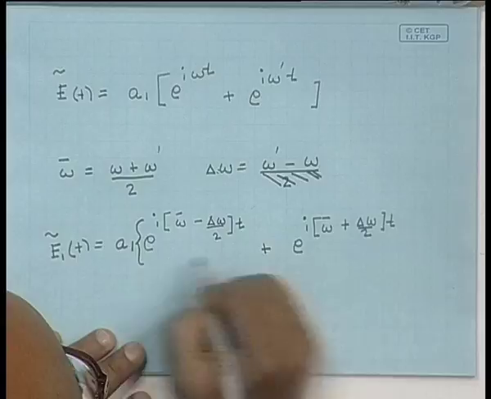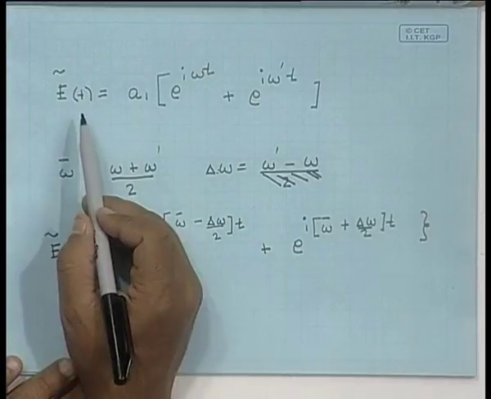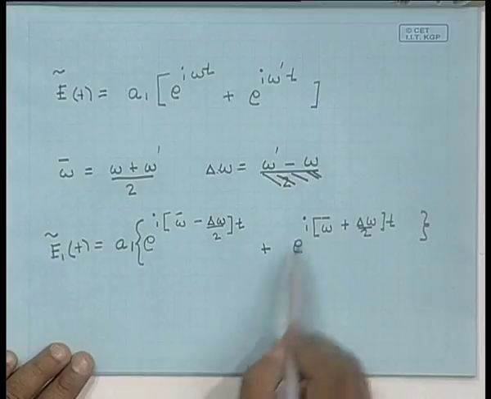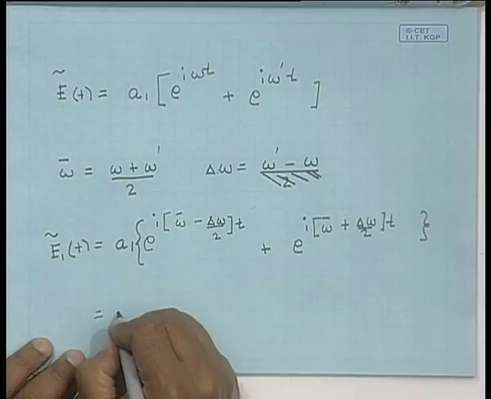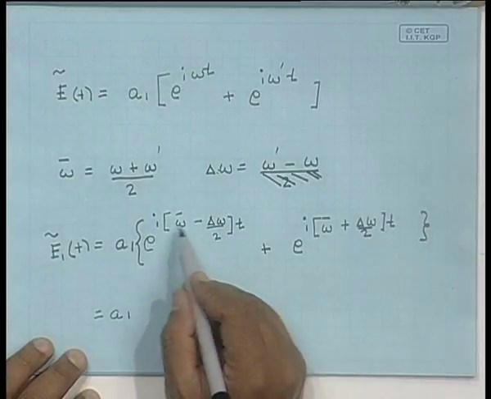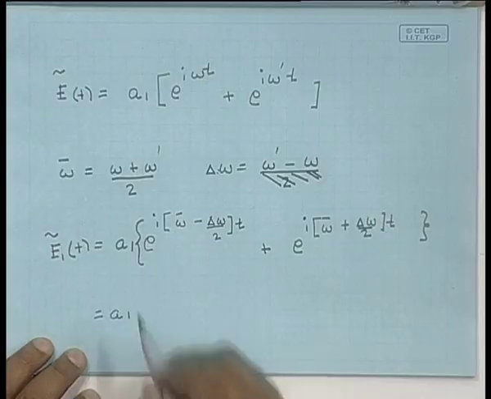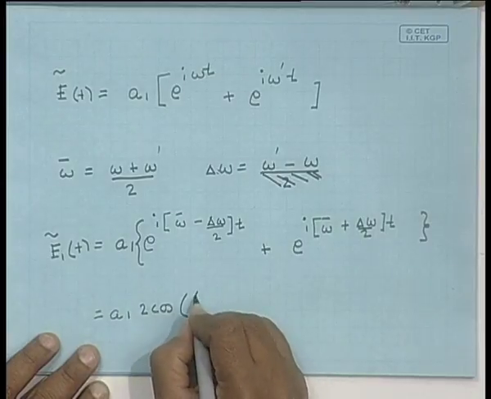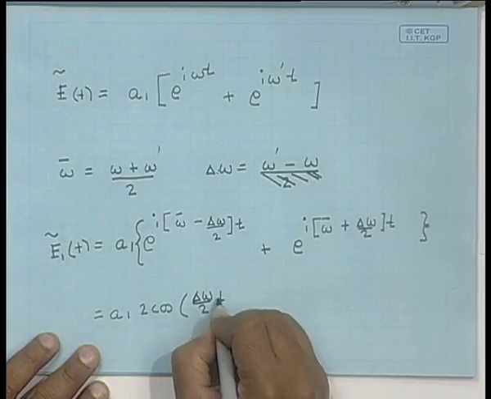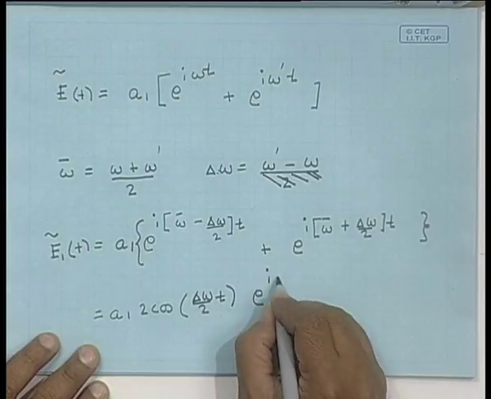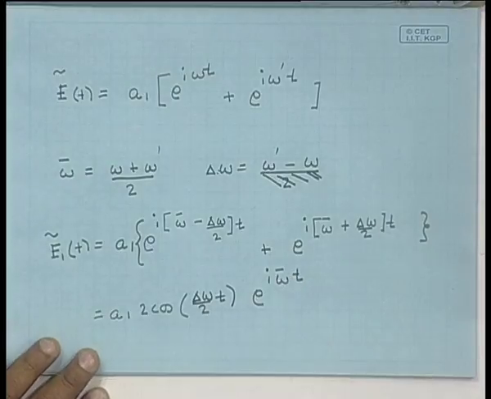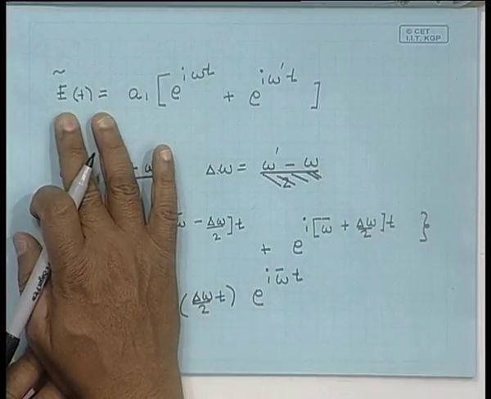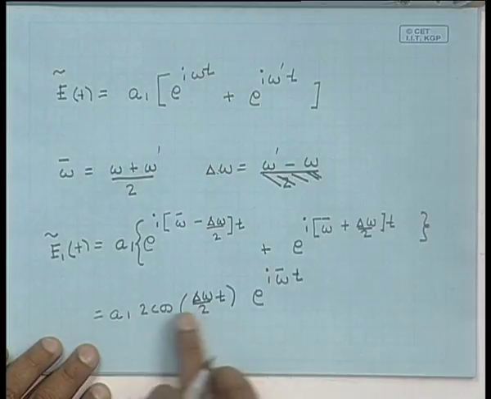So, the same electric field, the same wave which was a superposition of two different frequencies, can also be written like this, and this can be written as A1. Now, I can take e to the power i delta omega by 2 t common outside. If I take it common outside, then I will get a term which is 2 cos of delta omega by 2 t, times e to the power i omega bar t. What we have done here is just a little bit of algebra, by means of which we have written the wave, which was a superposition of two different frequencies, in this form.